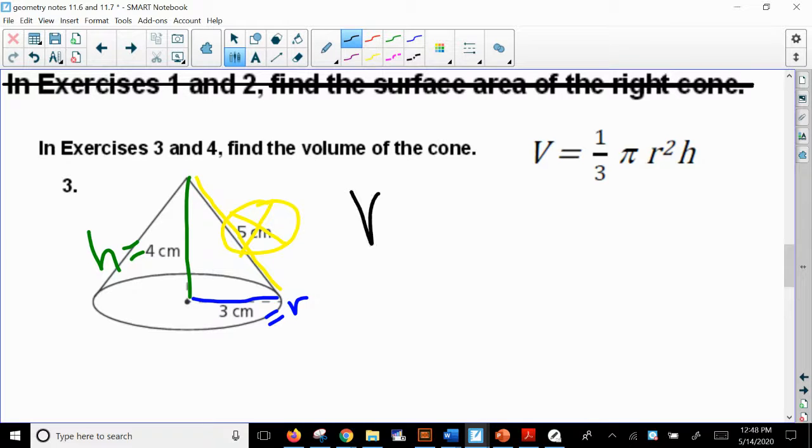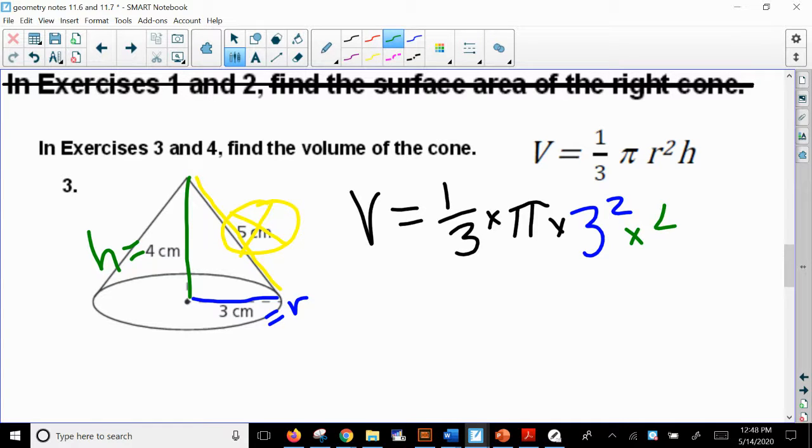So, volume. I'm going to do 1/3 times pi. Now, I'm going to use my pi button on my calculator. But if you don't have a pi button, just put in 3.14. It's cool. Times radius squared. So that's going to be 3 squared. Don't forget the square, y'all. And then times the height. So that's times 4. I'm going to throw it all in the calculator.